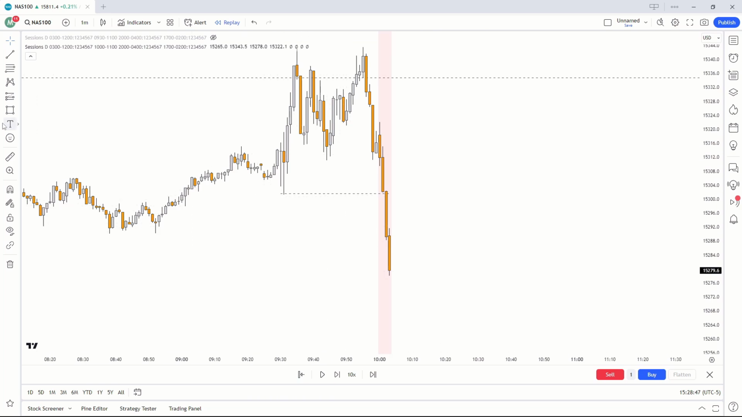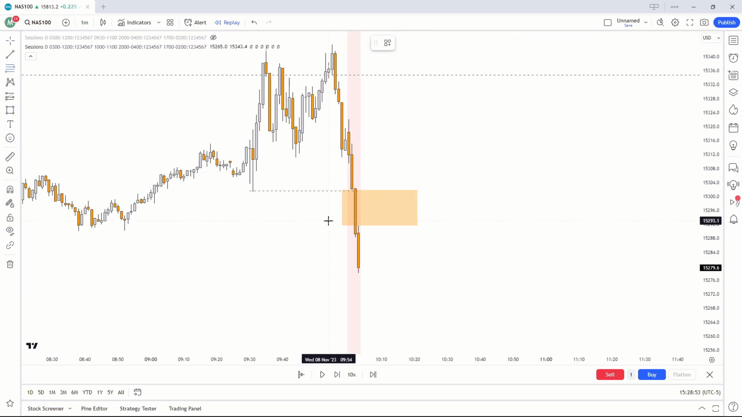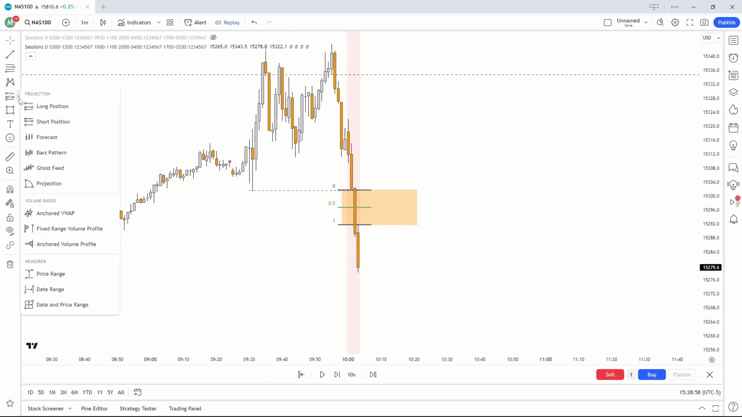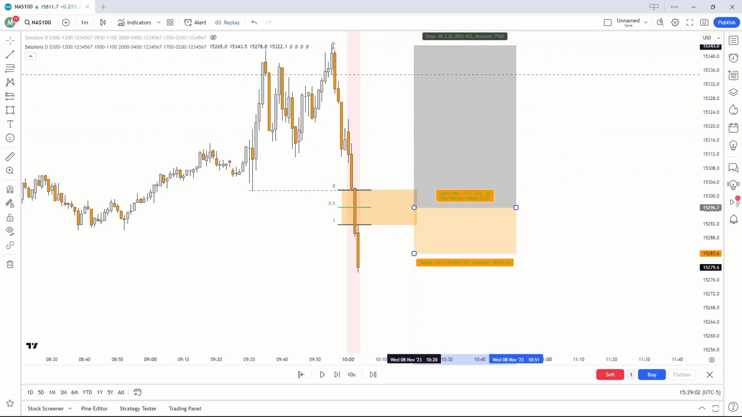What is our first fair value gap after the displacement? So it is right here. I would enter off this fair value gap at 50%. So just mark it out for you guys. As you guys can see from here, simply place your order. As we took liquidity to the upside, we are looking for sales. Stop loss above the high.